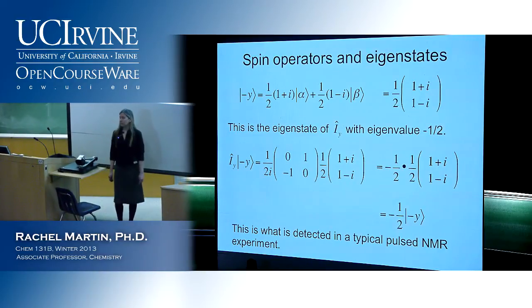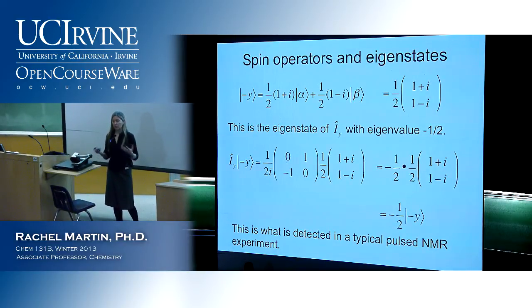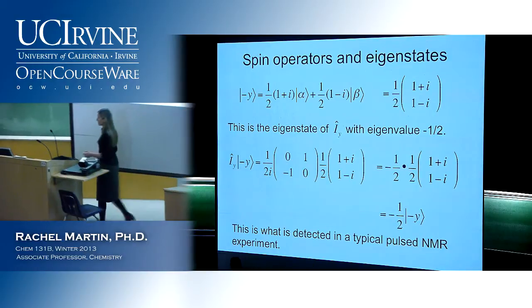And this is what's detected in a typical pulsed NMR experiment. So if we do even some complicated pulse sequences where we flip the spins through all kinds of gymnastics and make them do different things, at the end, we have to end up with minus y as an eigenstate, because this is what we can detect.